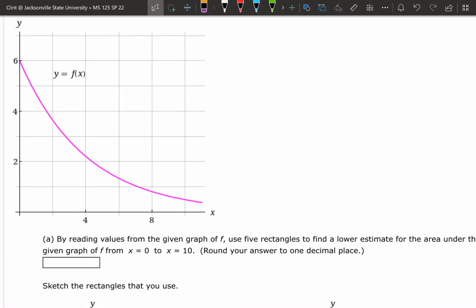And then we just want to read the values. The main thing here is how do we set up our rectangles, because it says we want a lower estimate. So we want to make sure the number we get is too small, not too big. So our first rectangle is going to go from 0 to 2. Which endpoint do we want on the graph, left or right? Right on this one. That way we'll get an underestimate. That would be our first rectangle. Then this would be, well, missed a little bit, that would be our second.